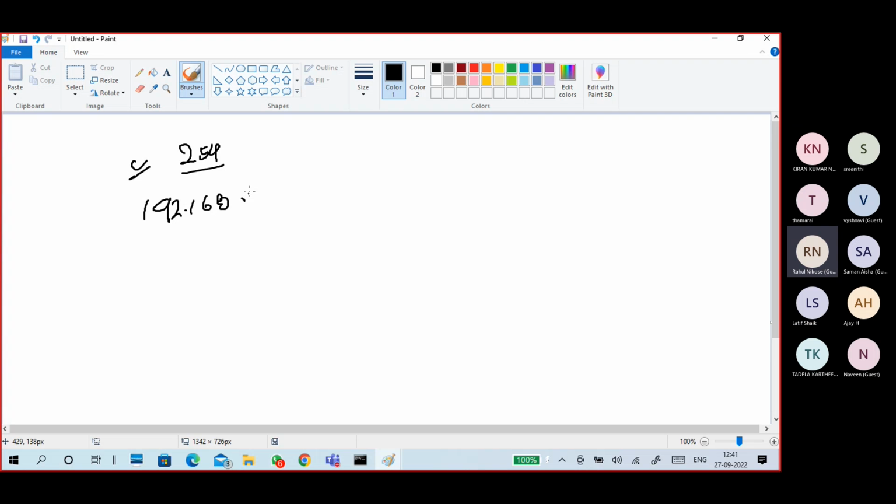For example, I'm taking 192.168.10.0. This is my starting IP address. We call it the network ID, so we can identify which network it is. This is the starting IP, the network ID. We cannot assign this IP address to any adapter.